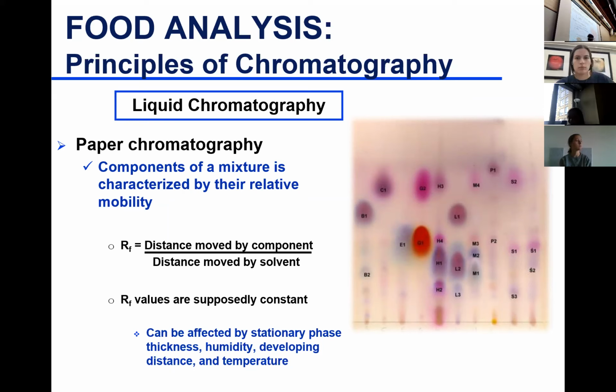And then you take the distance from the line where you spotted your sample to the middle of the spot. And that would be the distance that your component moved. So the ratio of that is your relative mobility. So these are supposedly constant. So that supposedly, theoretically, every time you run the same components, you get similar relative mobility.